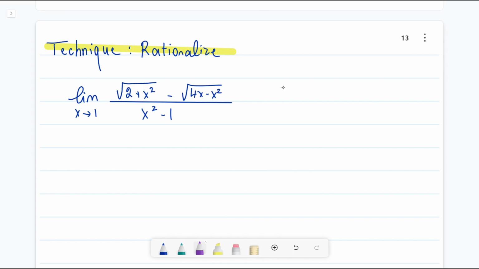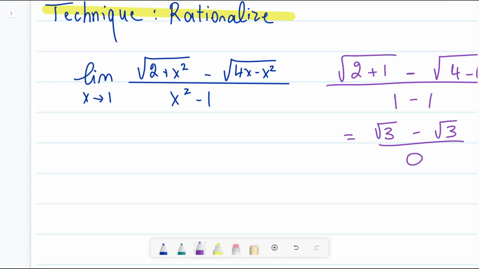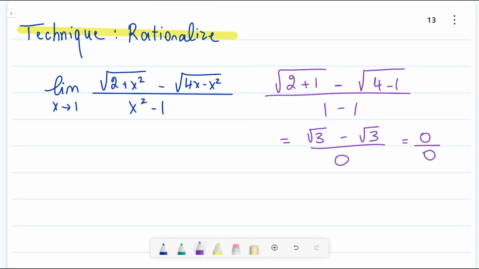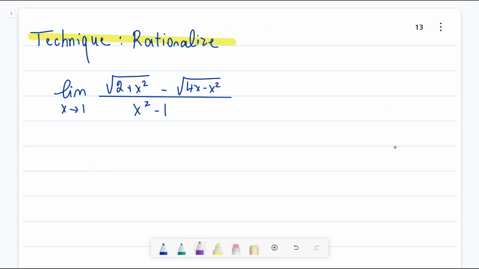If we plug in, we get the square root of 2 plus 1, minus the square root of 4 minus 1, divided by 1 minus 1, which gives us square root of 3 minus square root of 3 over 0, which is 0 over 0. So again, whenever we get 0 over 0, always simplify. I will erase this to have some space. This gives 0 over 0, I will write it here.